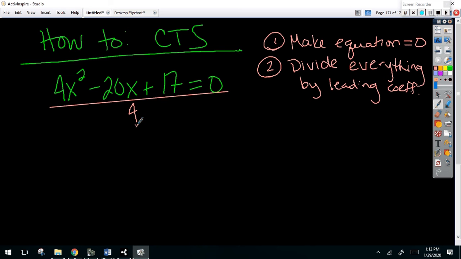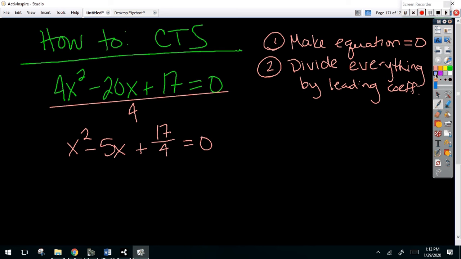The first one's easy. 4 divided by 4 is 1. So I've just got 1x squared. And 20x divided by 4. But this one, ugh. And so I'm just going to leave it as a fraction, and I will worry with that in a minute. Okay?